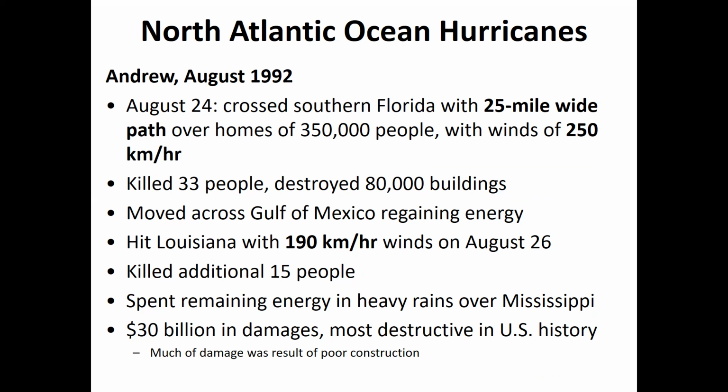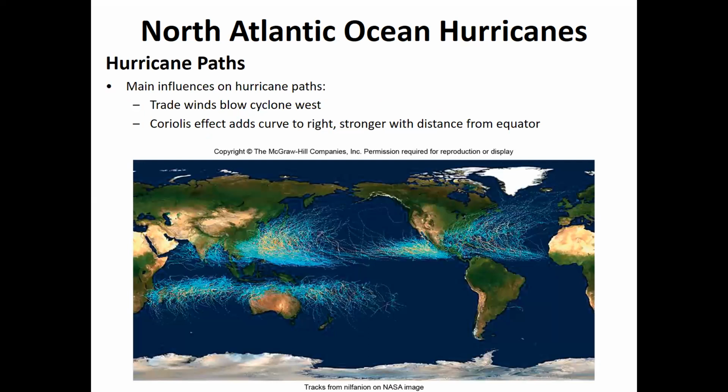In the end, there was $30 billion in damages. Up to that point, it was the most destructive storm in U.S. history. Most of the damage was a result of poor construction. Hurricane Andrew really caused some significant changes in the building codes for Florida and other parts of the Gulf Coast to make sure that buildings aren't as vulnerable to hurricanes.